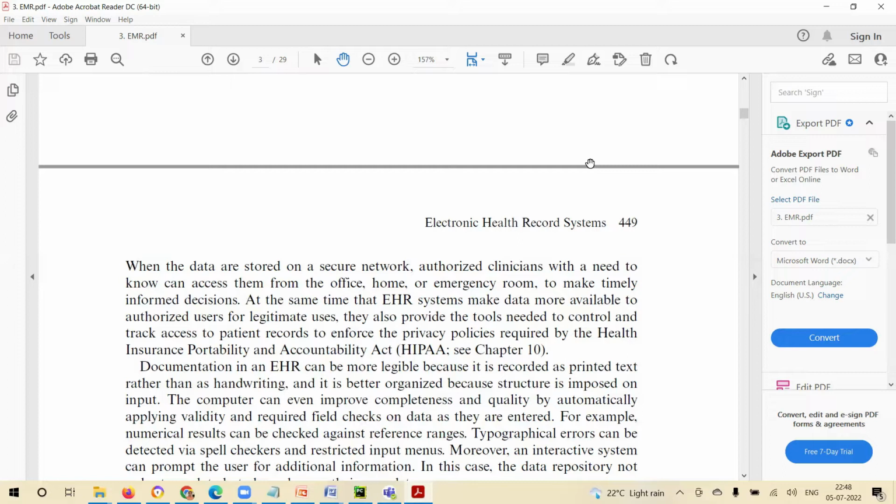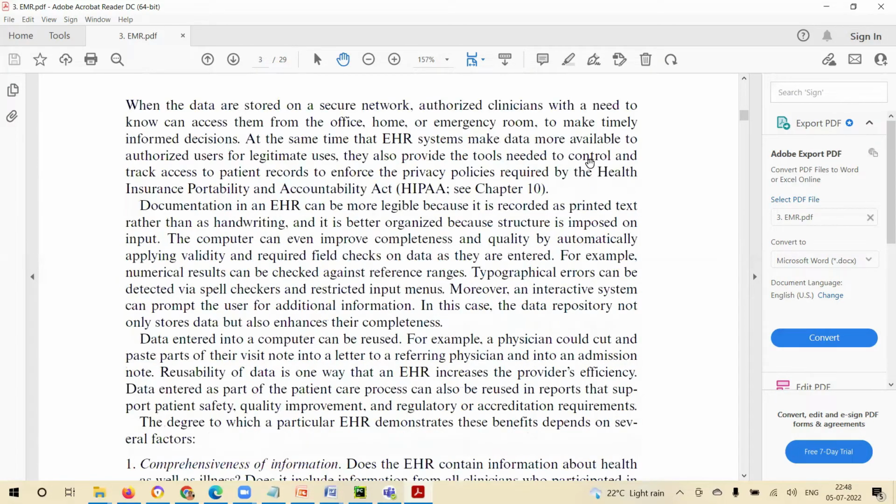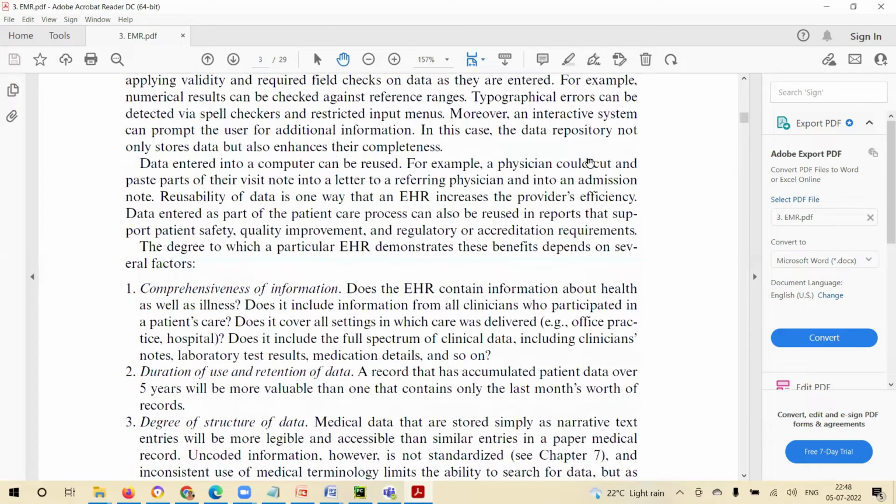HIPAA talks about when you are moving, sharing or transmitting data from outside your system, outside your ecosystem, how should it be shared, what can be shared. All those rules are in HIPAA. We will talk about HIPAA rules in some time.